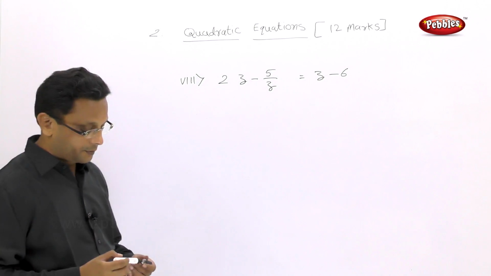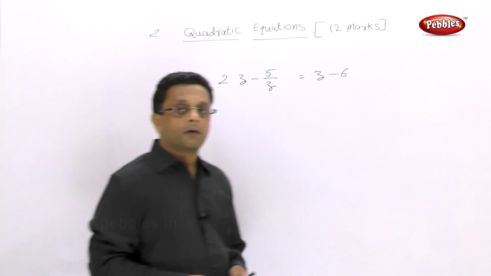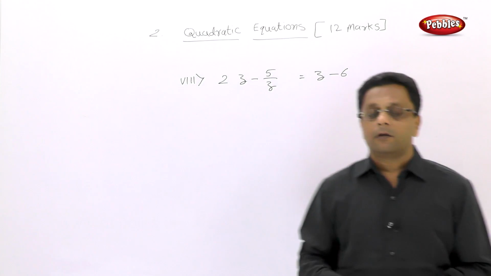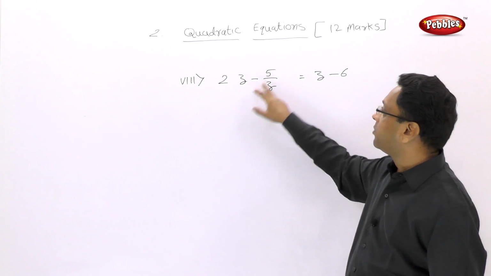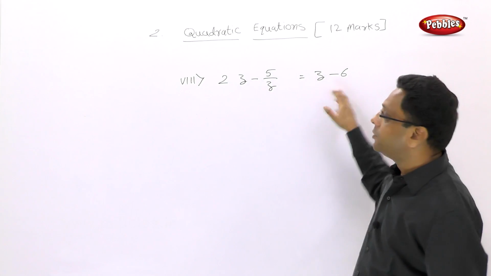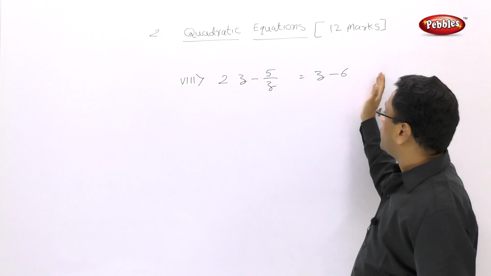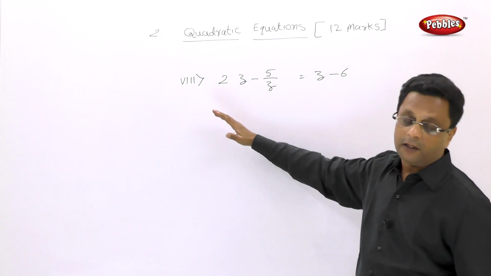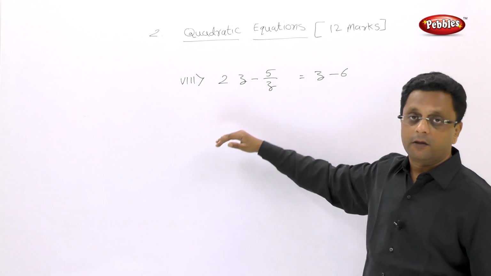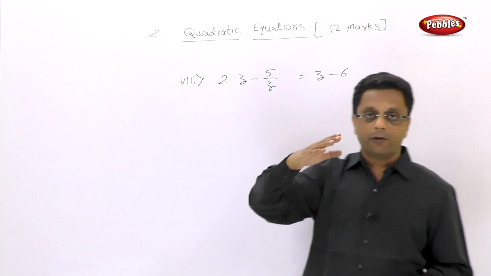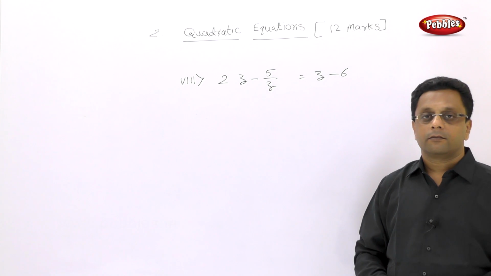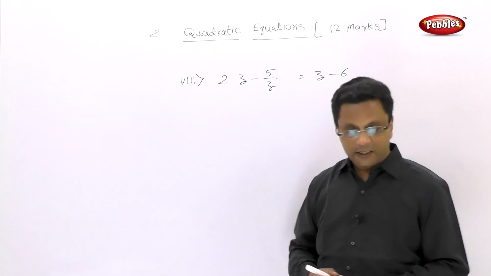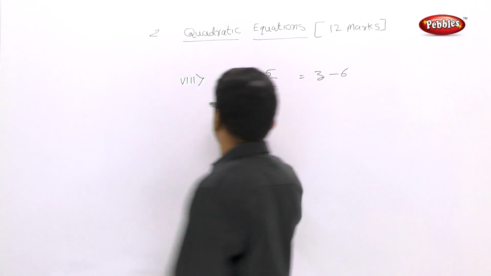How will you do this? Pause the video here and try to solve. How will you solve? This is just a upon b minus c upon d equal to this. First solve this side, then transfer this side here and try to rearrange it in quadratic standard form. Pause the video and do it. Okay, let us do it.